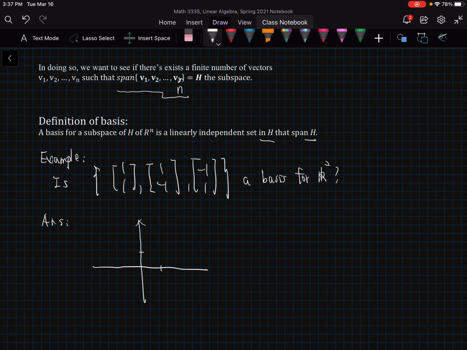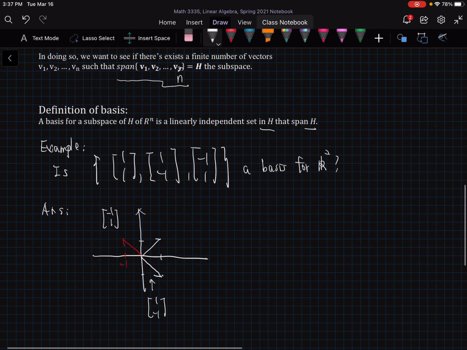That's (1, 1). And (1, negative 1), the second one. And (negative 1, 1), that's the third vector. I have three vectors here. By looking at the picture, I will say no, because you notice that (1, negative 1) and (negative 1, 1) are on the same line. They're linearly dependent, right? So the answer is no.